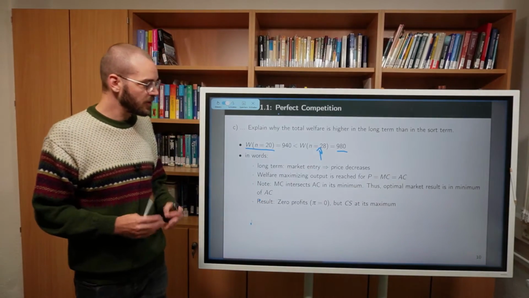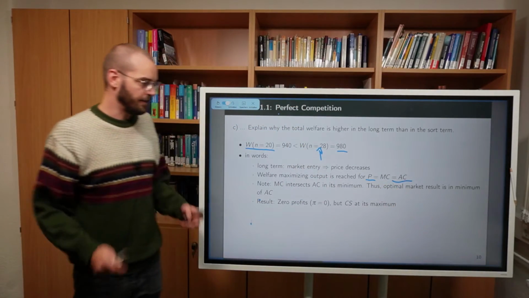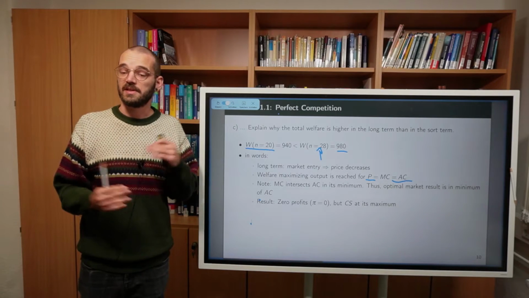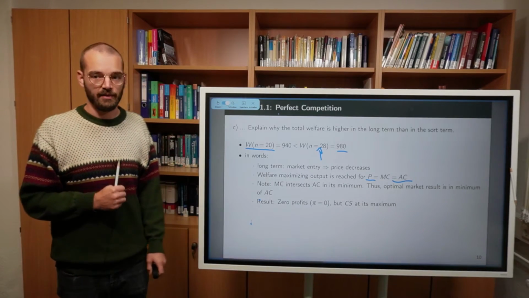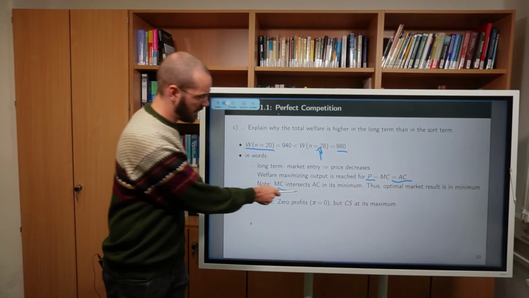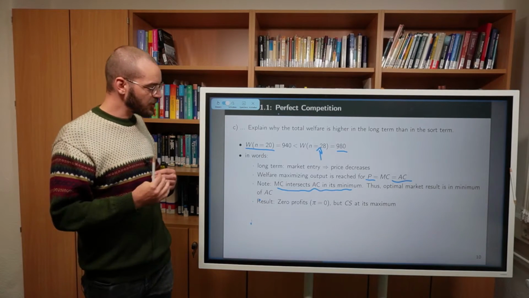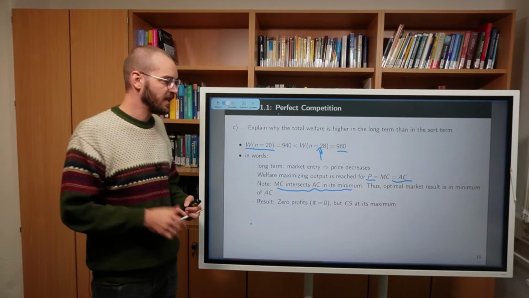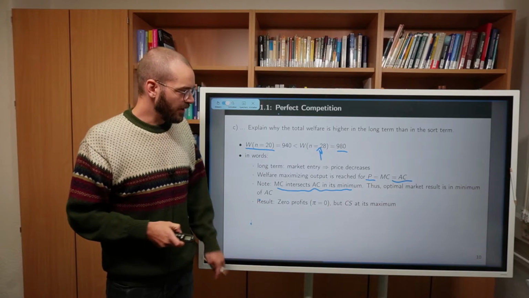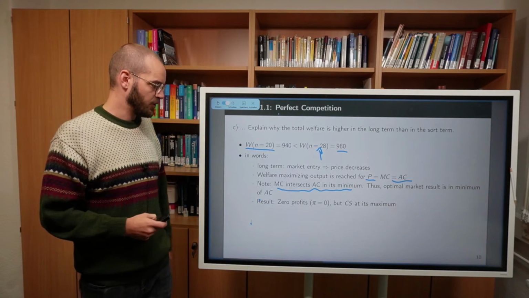output is reached at a price equal to the intersection of marginal costs and average costs, so in the minimum of the average costs. All right, that's exactly what we have, as a reminder, written on this slide. So the marginal cost intersects the average cost function in its minimum. So the optimal market result is in the minimum of the average cost function.